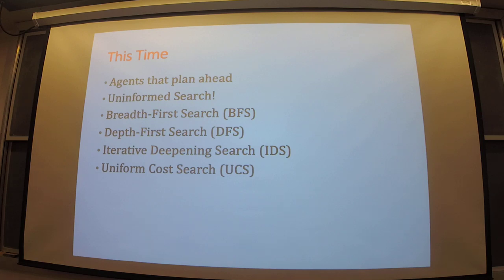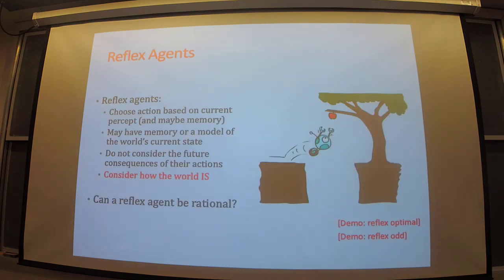Okay. Before we talk about agents that plan ahead, let's talk about agents that do not. So there's something called a reflex agent, and these are agents that choose actions based on what they currently perceive of the environment, and maybe some memory of what they perceived in the past. They do not consider the future consequences of their actions. They instead consider how the world is right now.